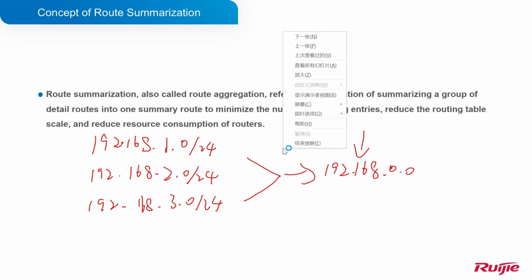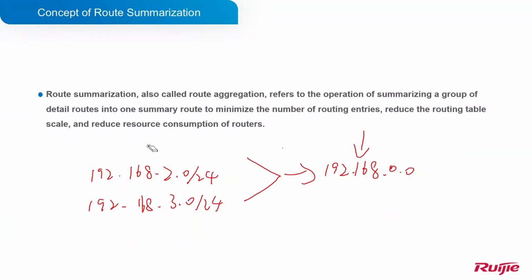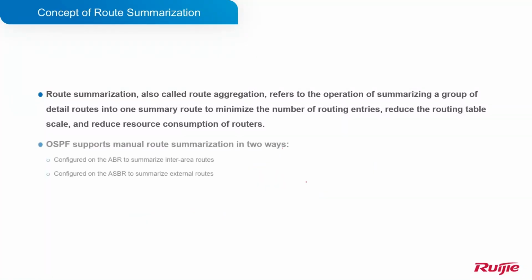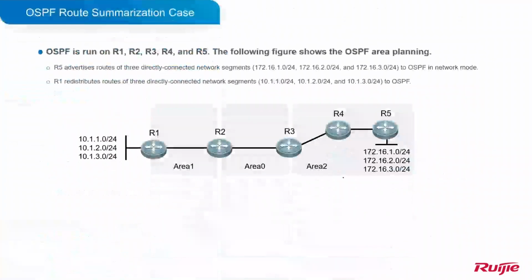After this, we can see we have 2 ways for OSPF to support route summarization. First is summarizing inter-area routes on the ABR. Another is summarizing external routes on the ASBR. So these are 2 ways for you to do the summarization. And on the next page, we will learn the OSPF route summarization case.